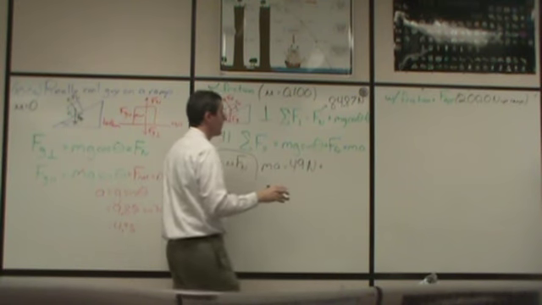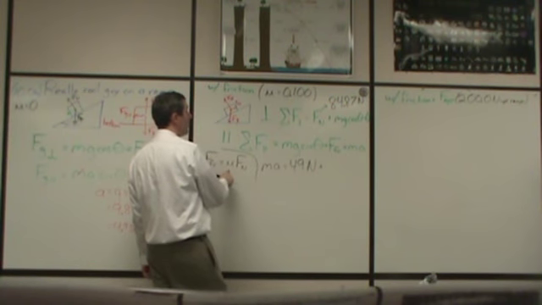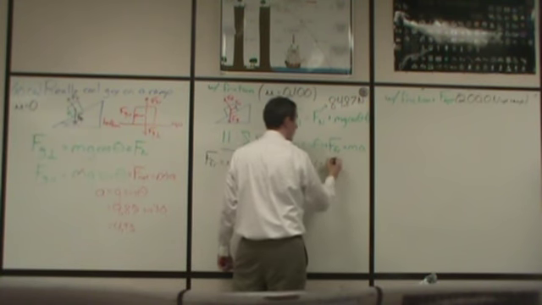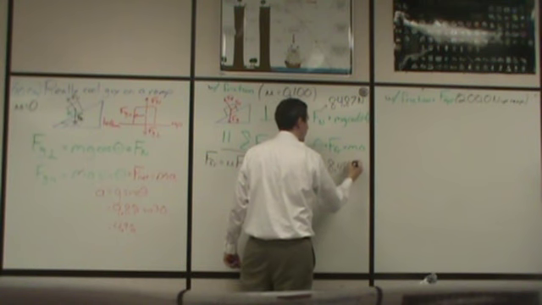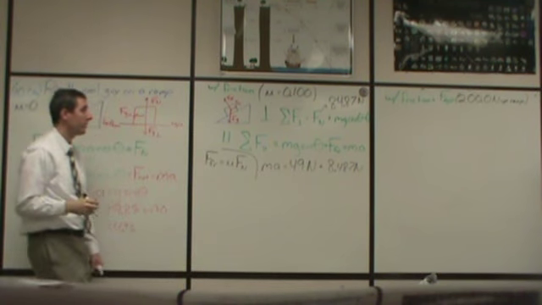And then we're going to add to that our force of friction. Our force of friction is going to be our normal force times mu, and mu is 0.1, so this is going to be 8.487. Now it'll be equal to our mass, 10 kilograms, times our acceleration.